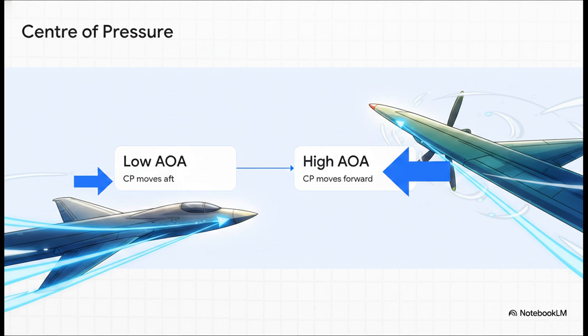Lock this next bit into your memory right now because it is a classic exam question. When you're cruising fast and level at a low angle of attack, that center of pressure moves aft, so backward, towards the trailing edge. But the second you pull that yoke back and pitch the nose up into a high angle of attack, that center of pressure aggressively shifts forward, toward the leading edge. Aircraft designers actually have to build heavily reinforced wing structures just to handle these massive shifting air loads.